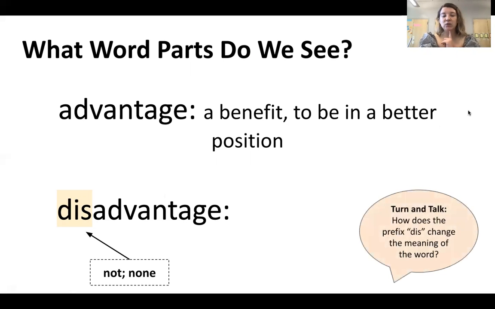At this point, I might even have my students turn and talk. How does the prefix dis change the meaning of the word? This will give students a chance to interact and think about what's happening. Because here I see advantage and here I see advantage, and the only difference is that this has the word dis in front of it. So, how does that change the meaning of this entire word? This is a really great turn and talk for your students. You might even have them try out writing their own definition based on this prefix so that they can interact a little bit more with how that prefix changes the whole meaning of the word. This is a really great example of how to look at two words that are opposites and how the prefix changes the meaning.